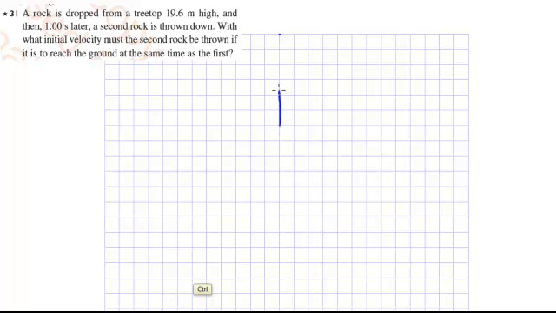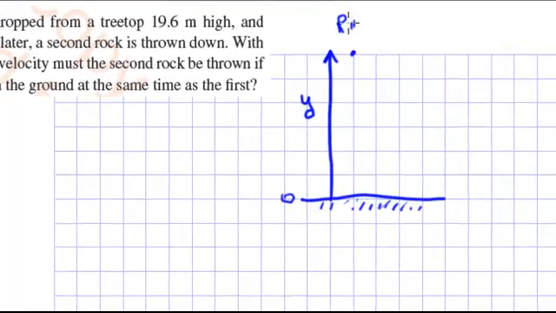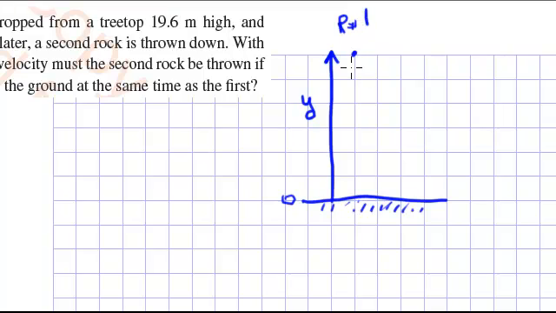a coordinate system with a y-axis starting from the ground. So y equals 0 at the ground. And rock number 1 now at time 0 is 19.6 meters above the ground.